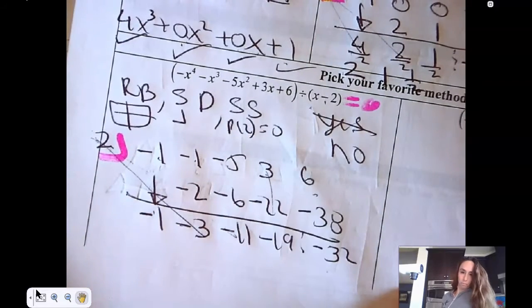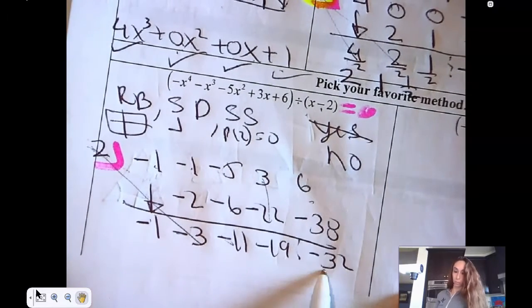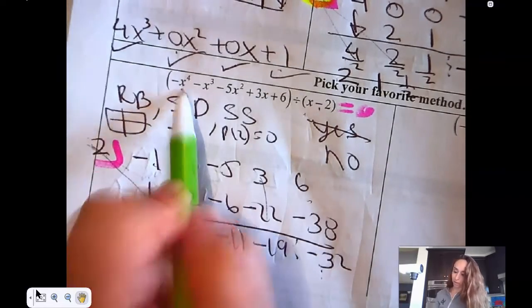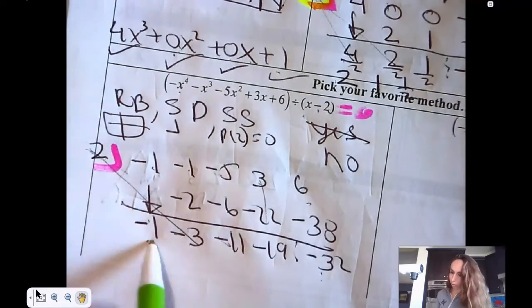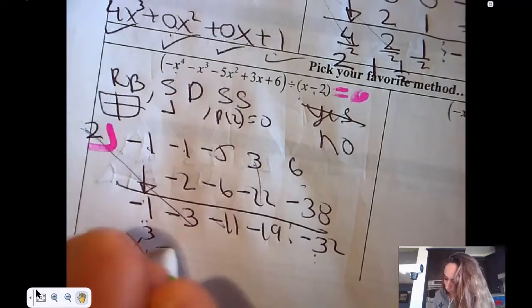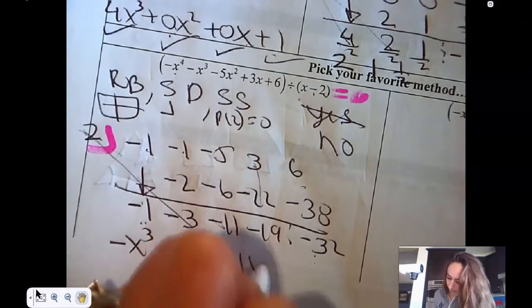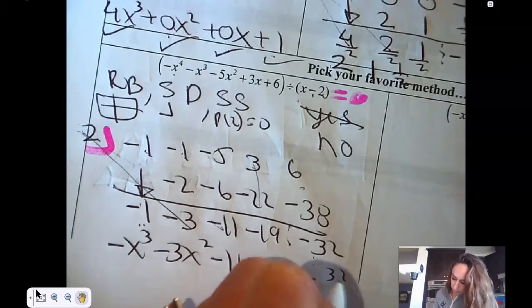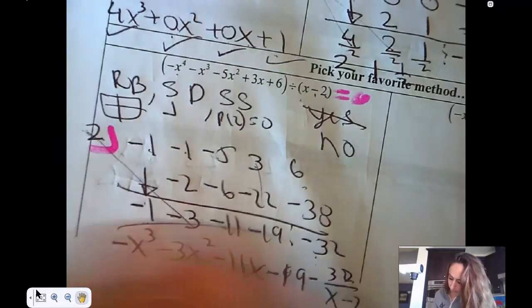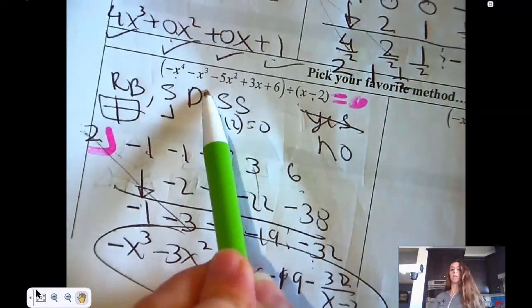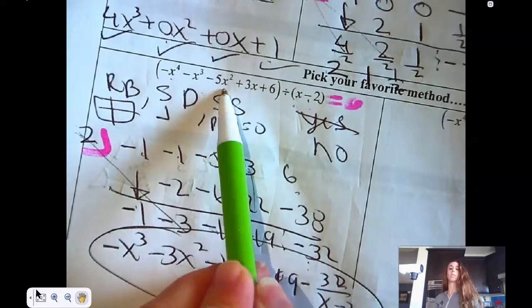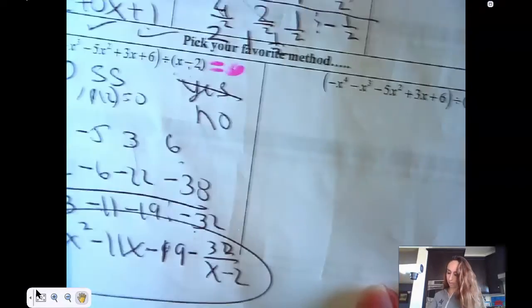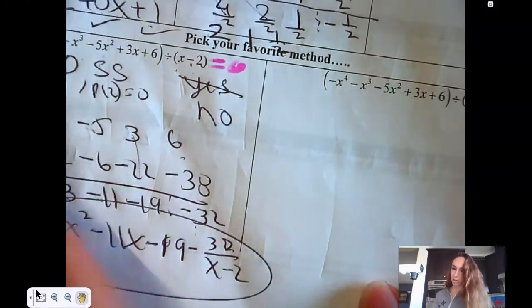Is this a factor of this? No. Because what's supposed to be here? 0. Now, what would be my answer? If I had an x to the 4th and I take out an x, I'm left with x cubed. So negative x cubed minus 3x squared minus 11x minus 19 minus 32 over x minus 2. This is not a factor of this. This does not cross the x-axis at 2 when you graph the polynomial. All right. I guess they want you to do it another way. So I did do synthetic division.